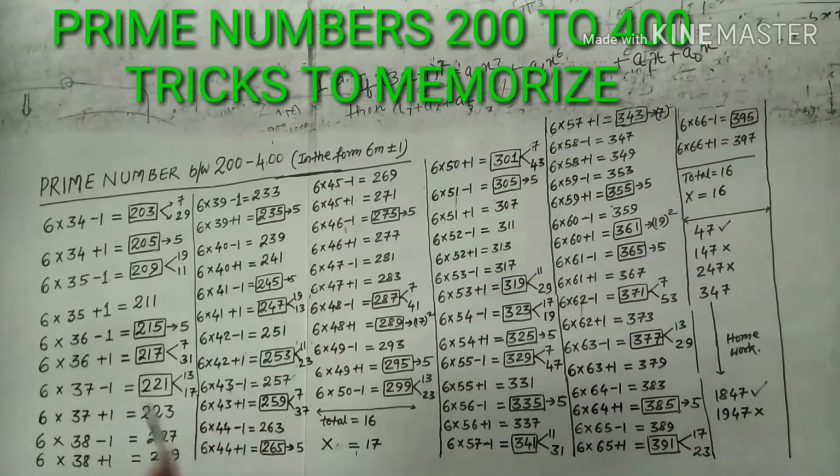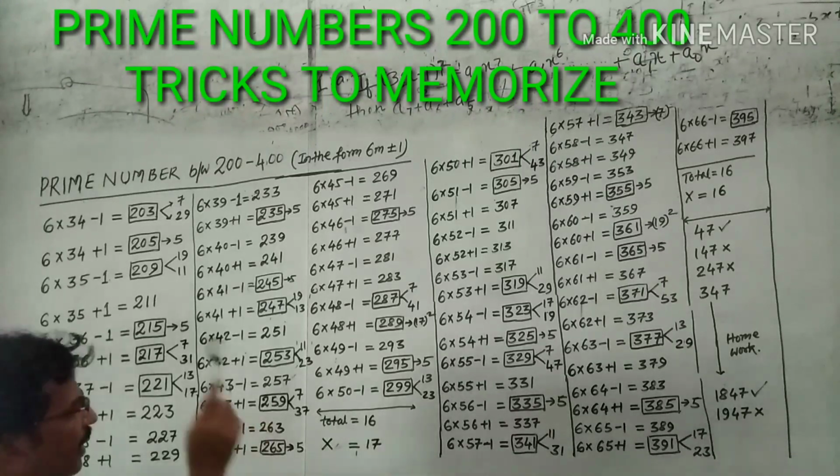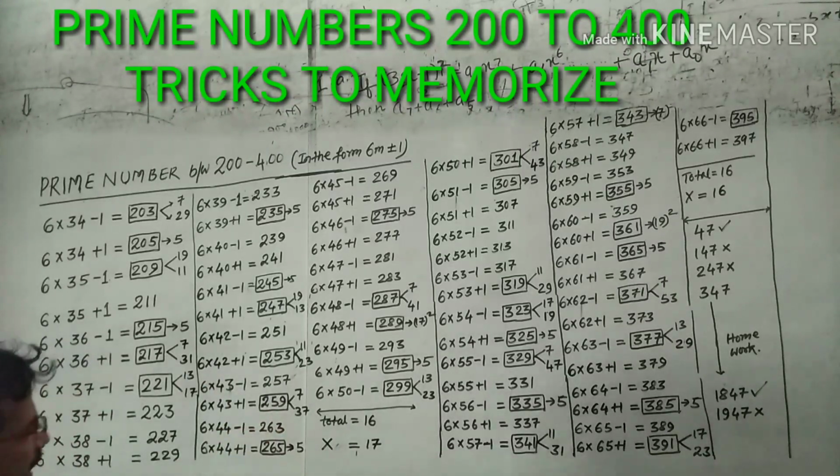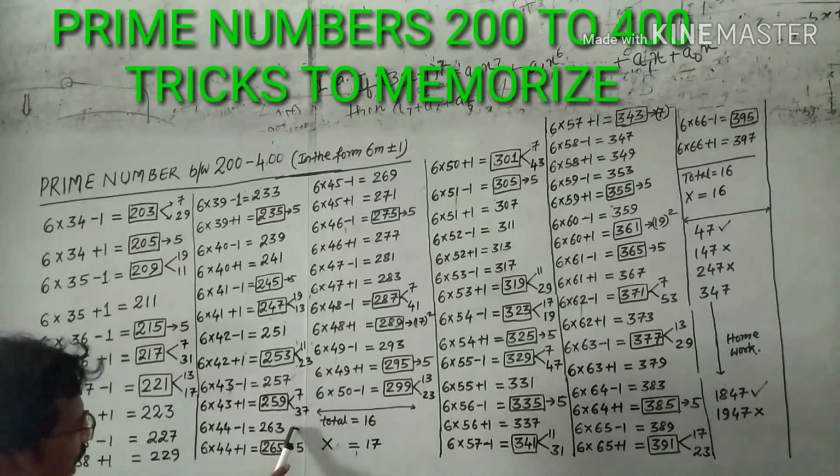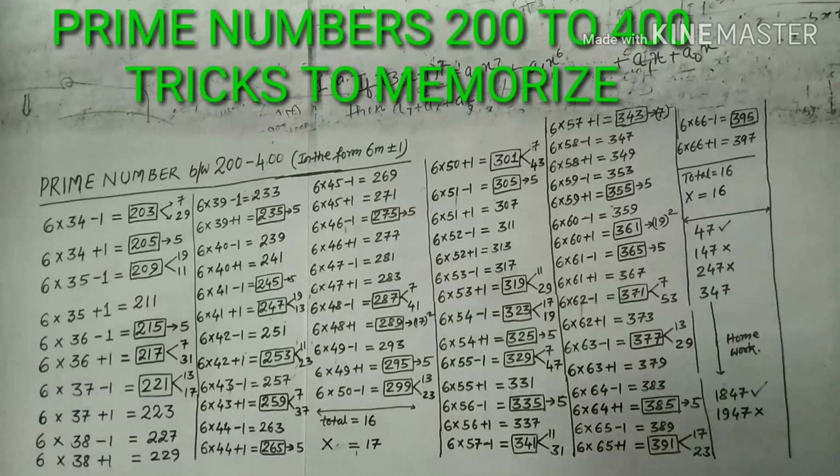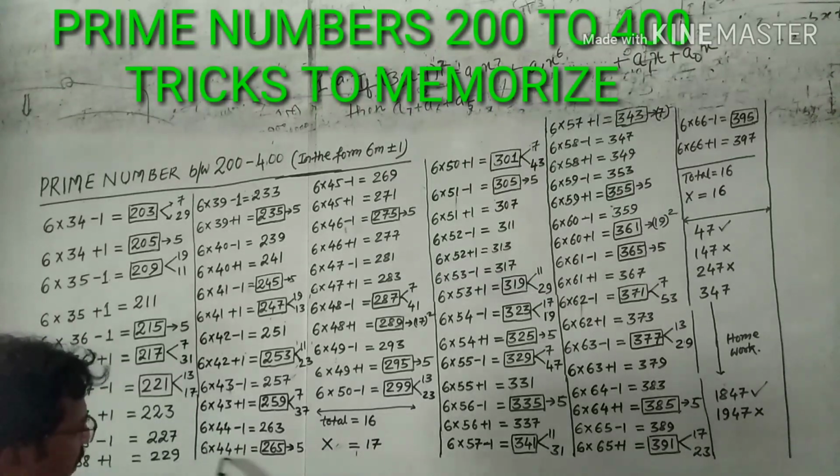6 into 43 minus 1, it is 257, so it is a prime number. Okay. 6 into 43 plus 1, 259, having factors 7 and 37, so it is not a prime number. 6 into 44 minus 1 is 263, so it is a prime number. Okay. 6 into 44 plus 1, that is 265. Again it is ending with 5. Its unit digit is 5, so it is divisible by 5. It is having factor 5, so it is not a prime number.